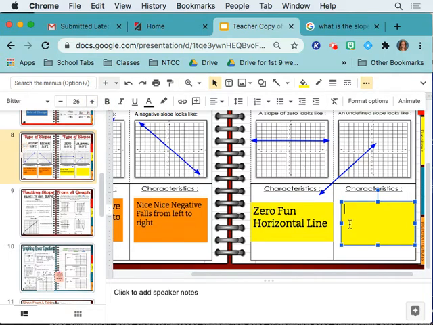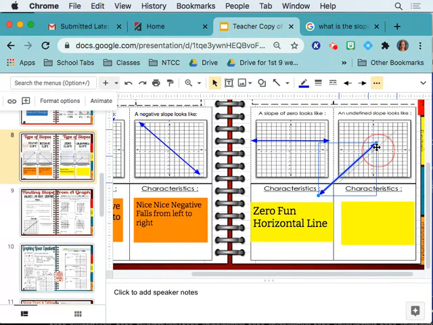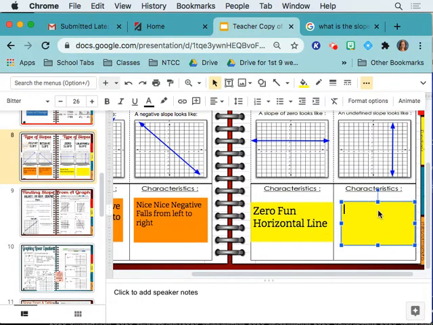All right, and then undefined. He's falling off the cliff. It's gonna be what kind of line? Vertical. There we go. Okay, so we're gonna say undefined.